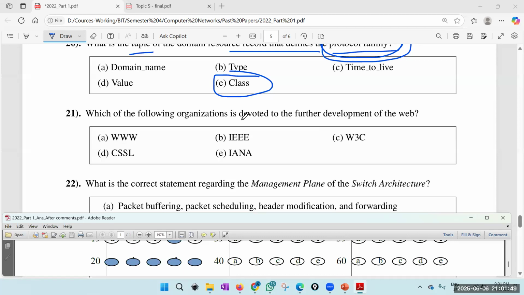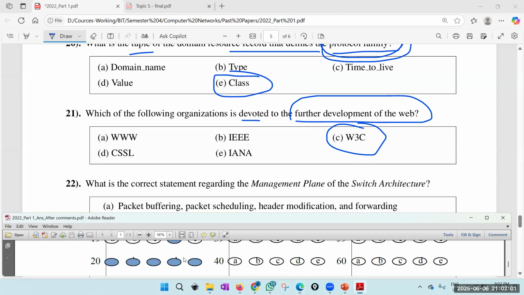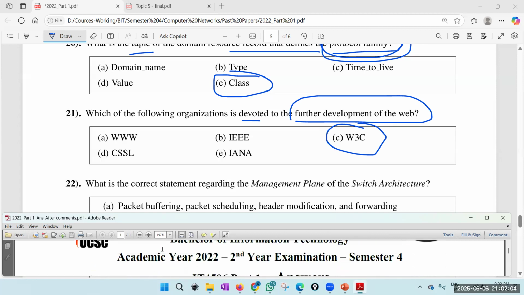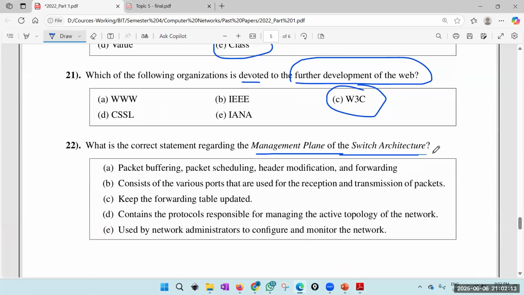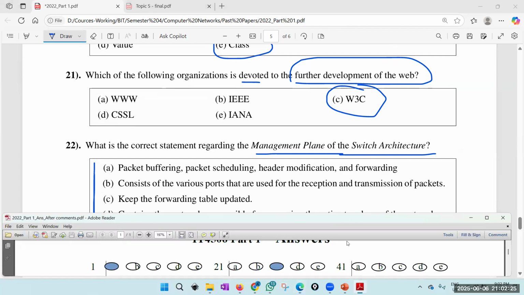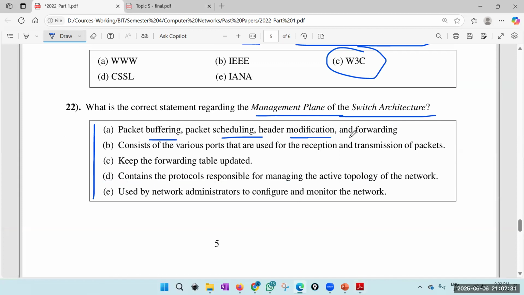Which of the following organizations is devoted to the further development of the web? That is obviously W3C, World Wide Web Consortium. Right, 21 is an easy question. C. 22. What is the correct statement regarding the management plane of the switch architecture? Remember, the management plane is interested in managing the network, software-defined networks. So you need to double check which one of these is a management task.